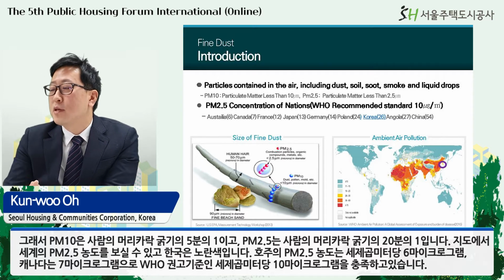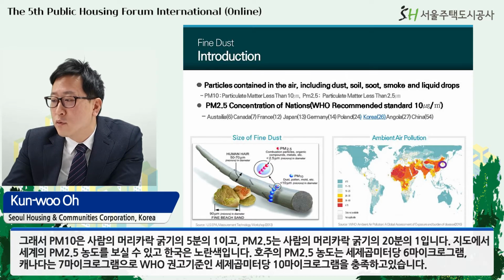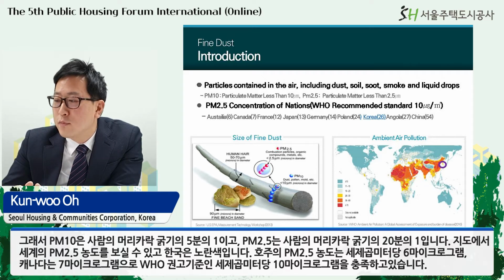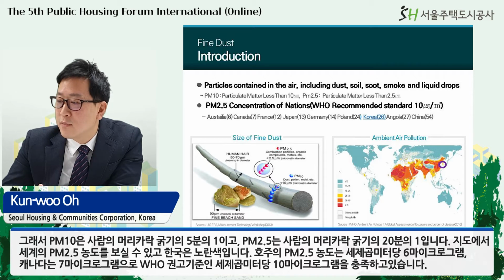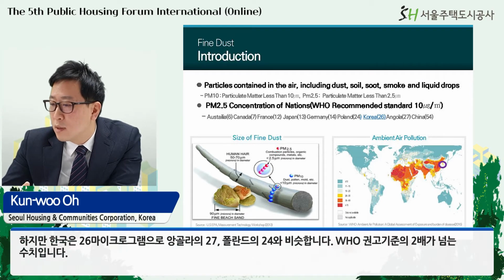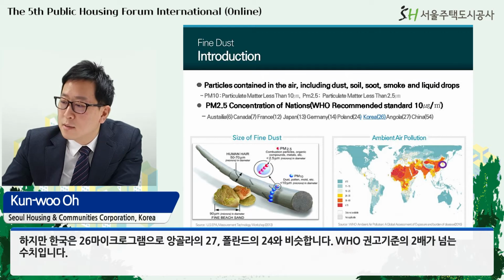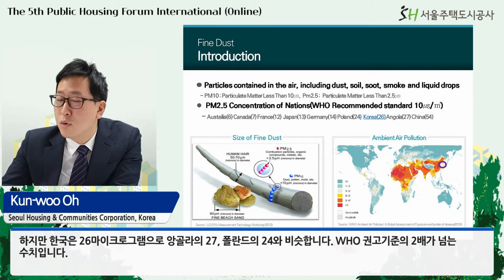You can see the map of PM2.5 concentration of the world, and Korea is the yellow one. The PM2.5 concentration of Australia is 6 micrograms per cubic meter, and Canada is 7, which satisfies the WHO's recommended standard of 10 micrograms per cubic meter. However, South Korea is 26, similar to Angola's 27 and Poland's 24. It is more than double the WHO's recommended standard.